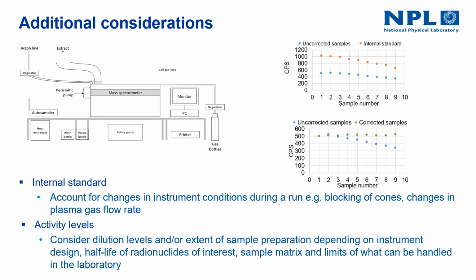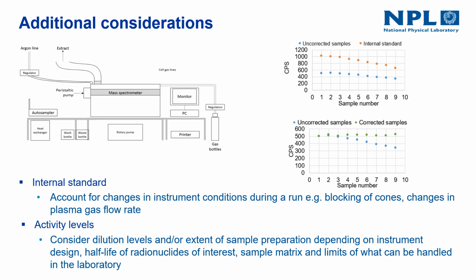With regards to the activity levels being measured, dilution of the sample might have to be considered, and the extent of sample preparation, so separation of interferences or pre-concentration. That depends on the instrument design. So if you have an instrument with a built-in reaction cell, for example, that might assist with the separation of interferences and might reduce the extent of chemical separation that is needed.